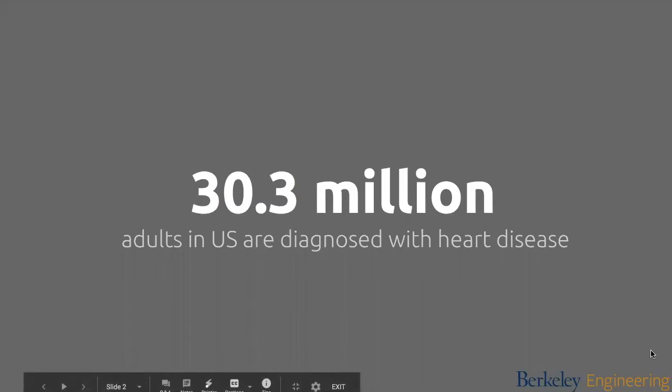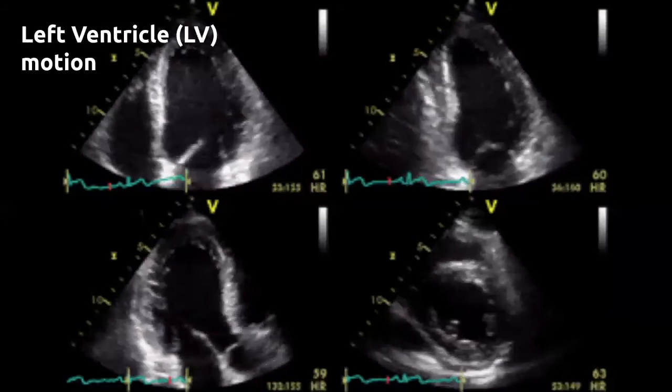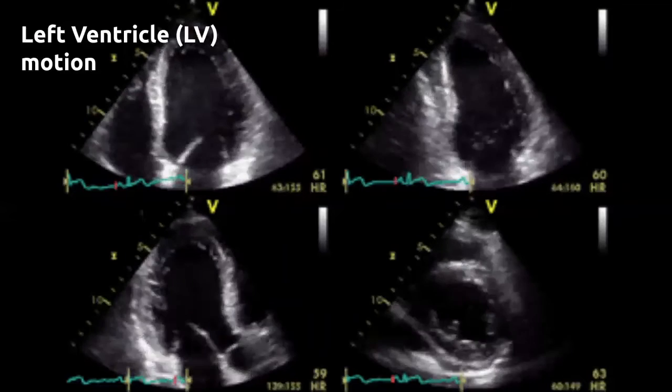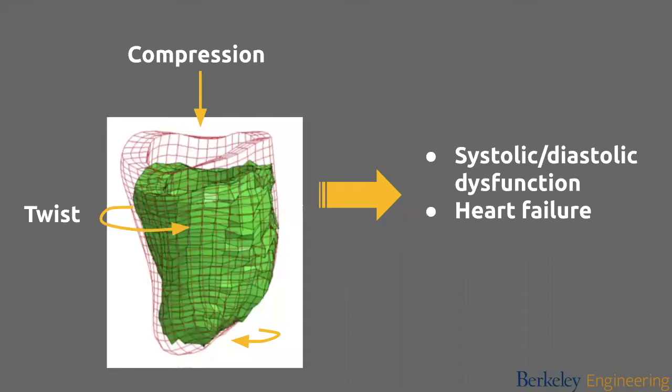As a leading cause of death in the US, heart failure is a pressing clinical problem that requires better understanding of the variables that lead to cardiac dysfunction. Among them, measurement of cardiac deformation, especially of the left ventricle, offers important insight. LV deformation can largely be characterized by its compression and twist.